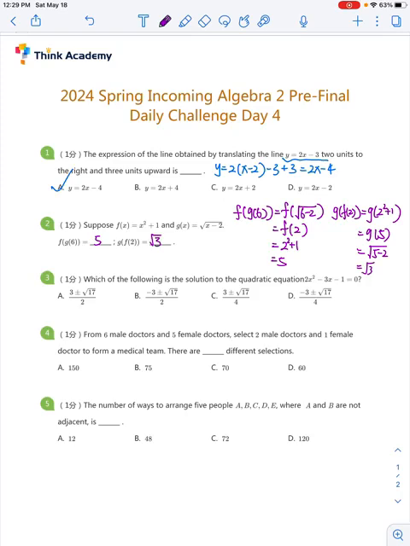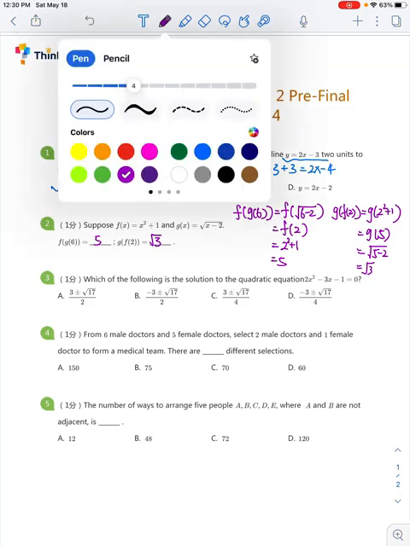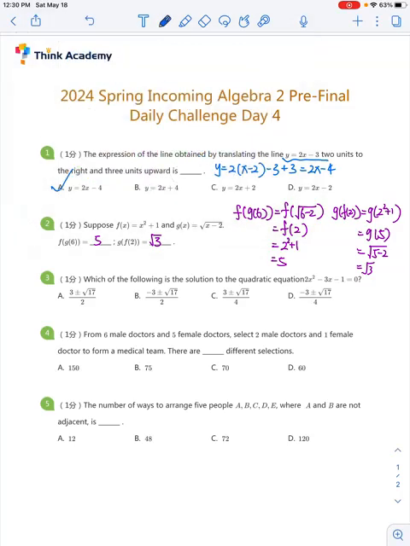Okay, let's take a look at the next one. Which of the following is a solution to this quadratic equation? For this equation, we don't see any way to do factorization, so we can apply the quadratic formula. First we calculate the discriminant, which is b squared minus 4ac. So we have negative 3 squared minus 4 multiplied by 2 multiplied by negative 1, which is 9 plus 8 equals 17.